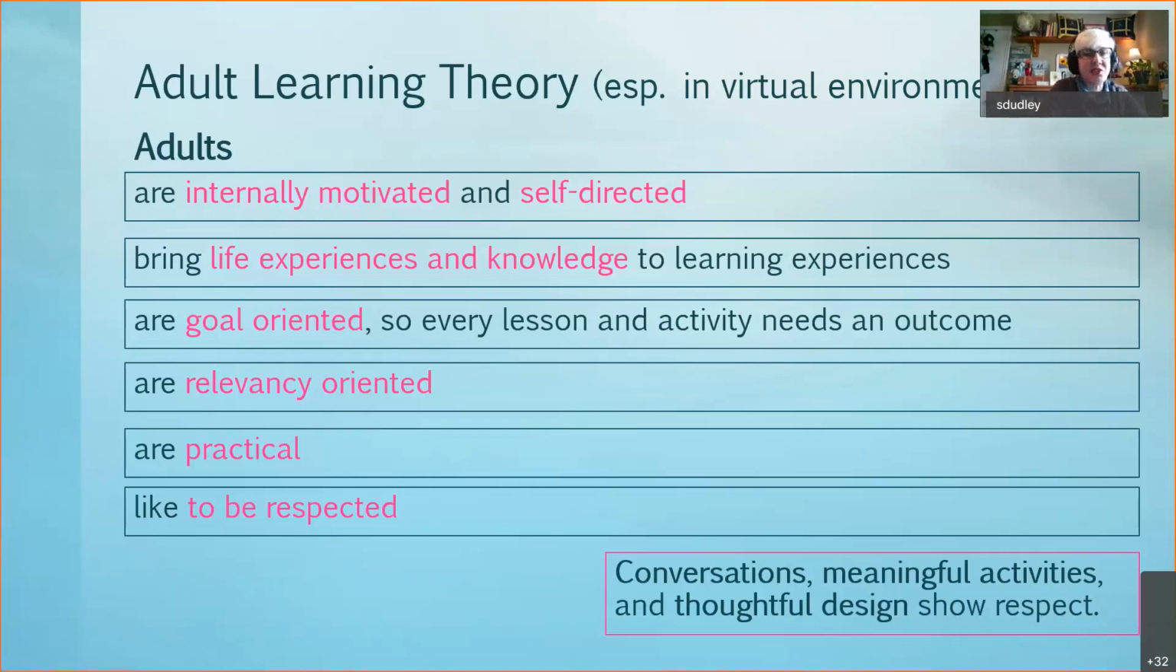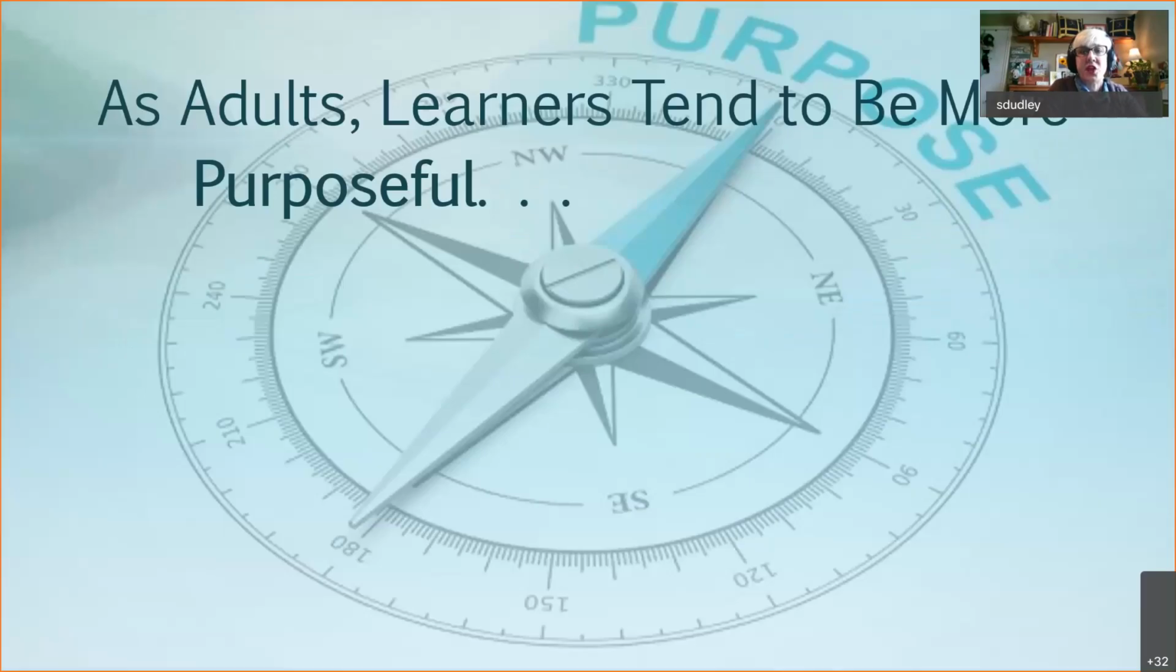I just threw that question out there so you could see how varied the answers are. They are about as varied as we are as people, but they are all important for sure. And addressing all of these characteristics is one way we show respect to our adult audience. So let's find out how we do that in a virtual environment. So adults tend to be more purposeful. They have specific needs and goals that they want to meet.